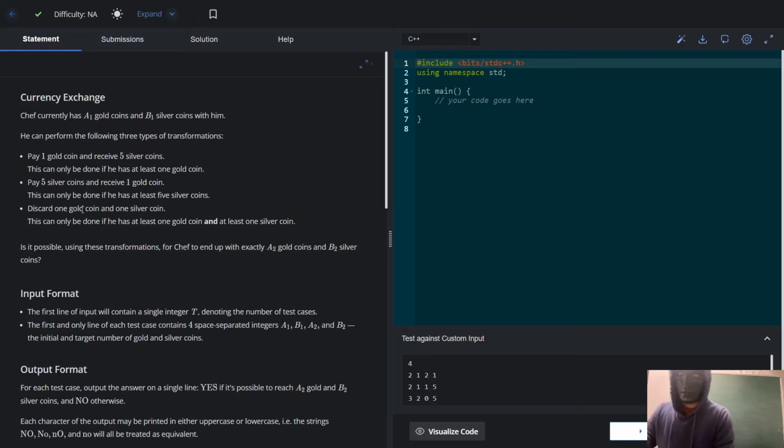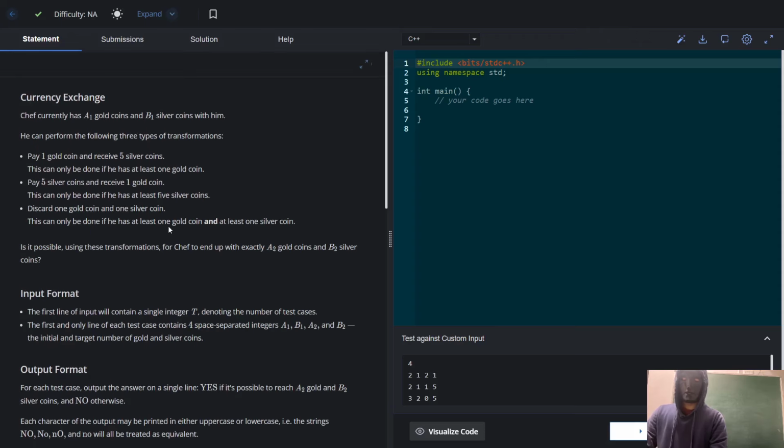One more transformation is that he can discard one gold coin and one silver coin, like he may lend them to anybody. Basically, what they have asked is: is it possible, using these transformations, for Chef to end up with exactly A2 gold coins and B2 silver coins? So doing these three transformations, would he be able to make A2 gold coins and B2 silver coins is the question they are asking.